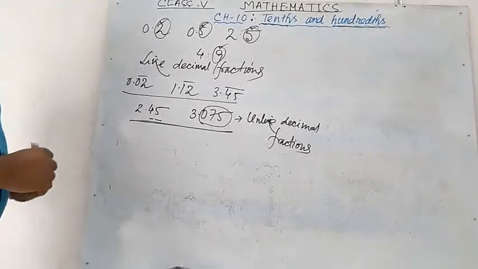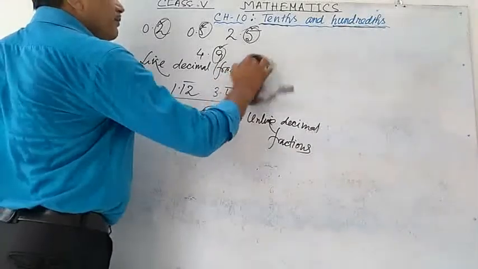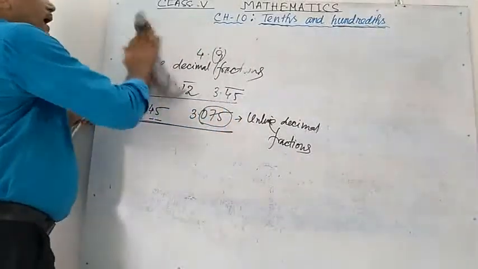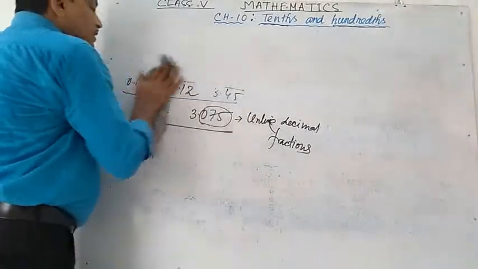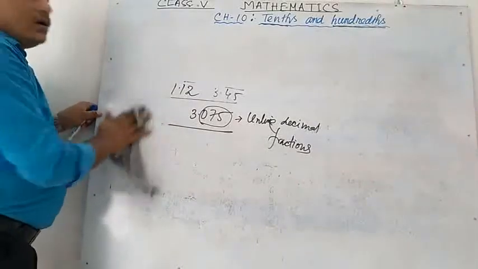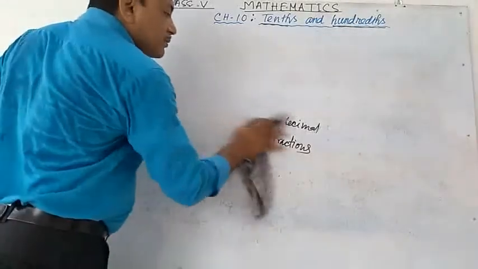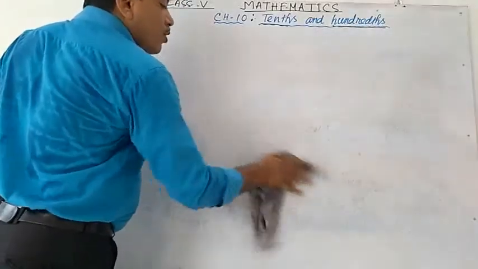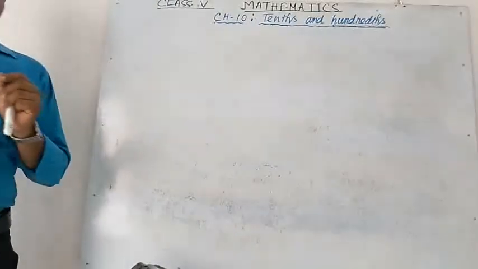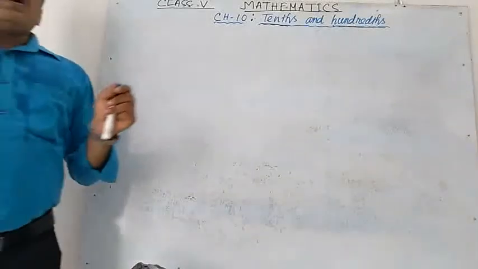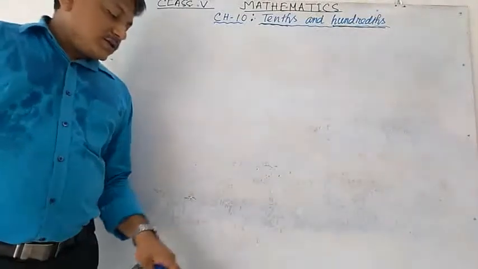So, like decimal fractions and unlike decimal fractions. If 2 or more decimal fractions have the same number of decimal places, they are called like decimal fractions. And if 2 or more decimal numbers have different numbers of decimal places, they are called unlike decimal fractions.